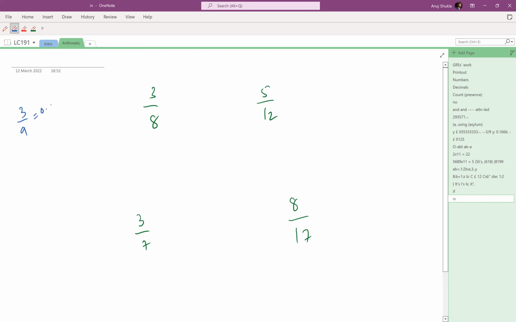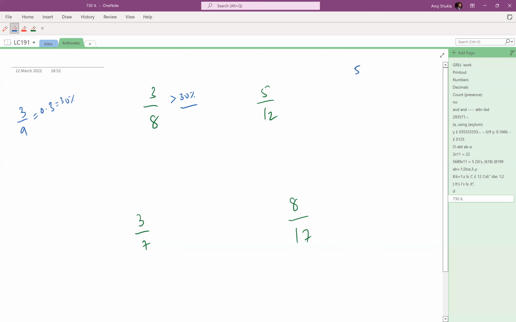3/9 is 0.3. Yes or no? Can I say this is 30%? Yes, sir. If you reduce the denominator, the fraction will increase. 3/8 means you are reducing the denominator, so the value will be more than 30%. You have reduced the denominator, so the fraction will increase. How much more than that? Don't worry, I'm saying just approximation.